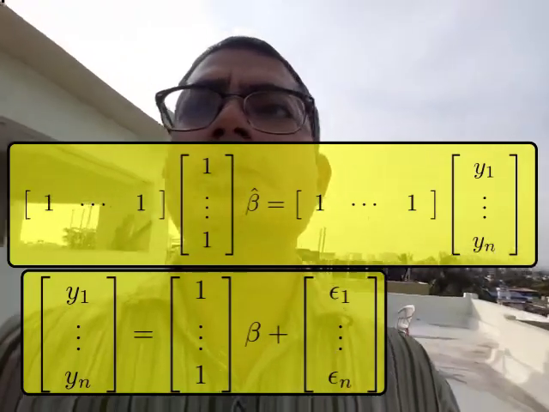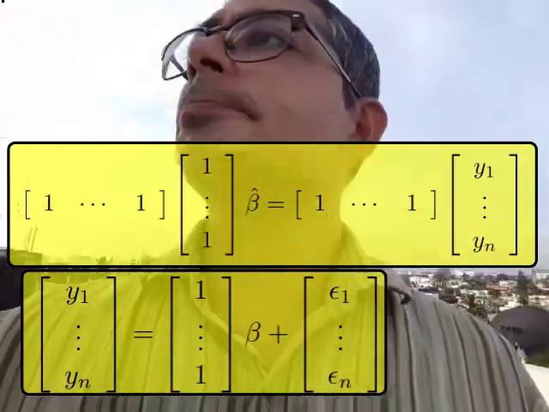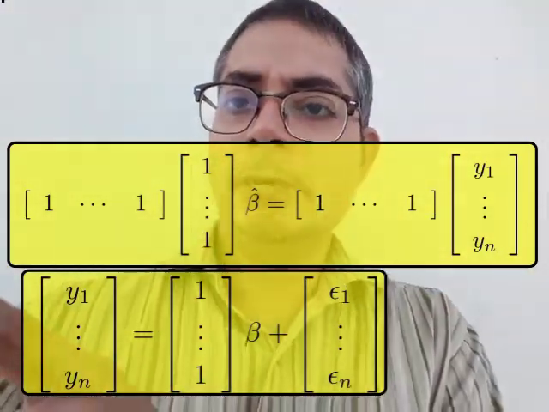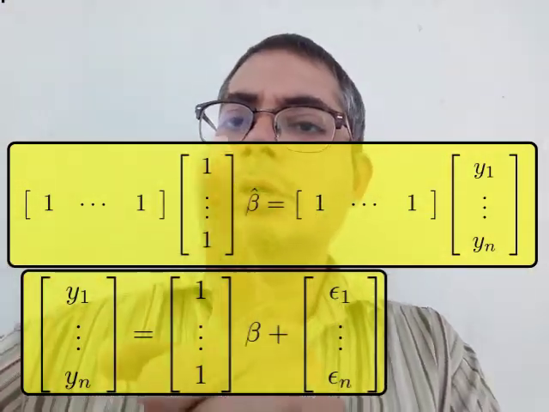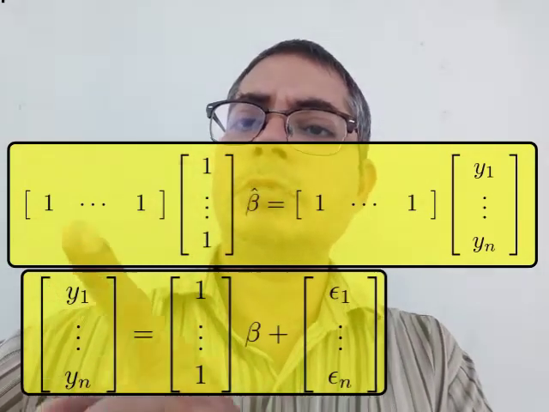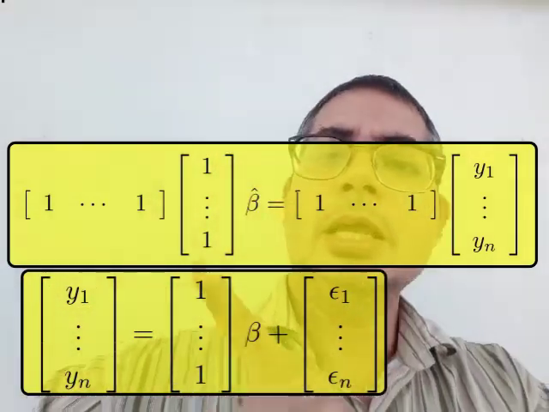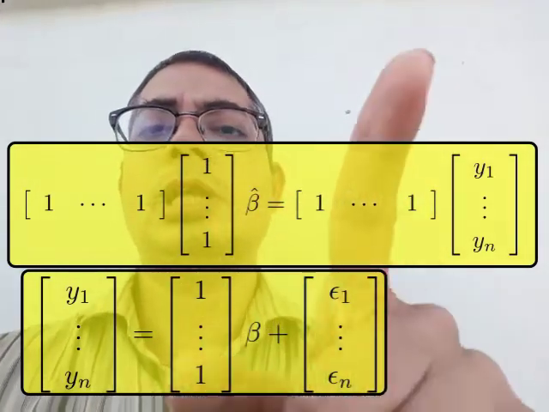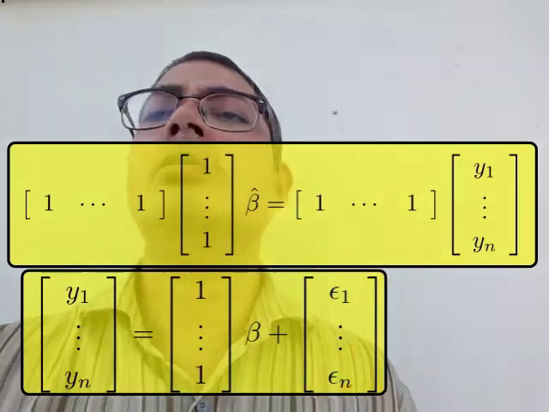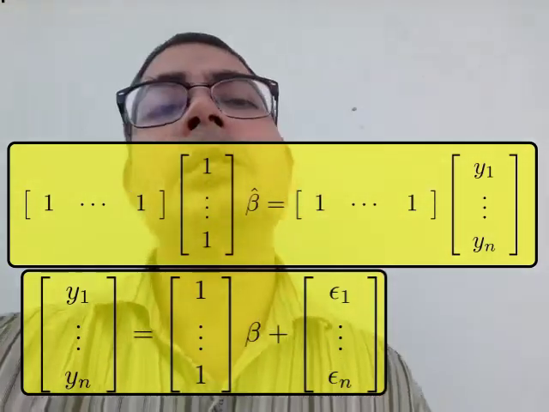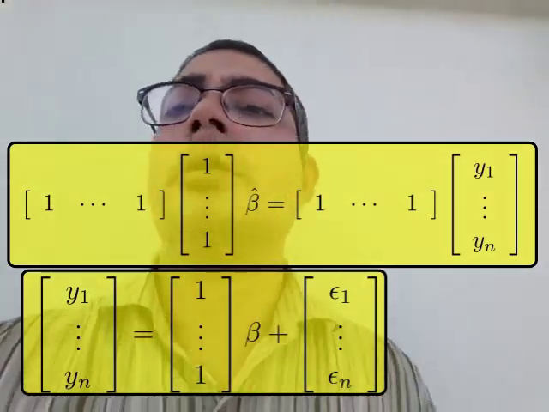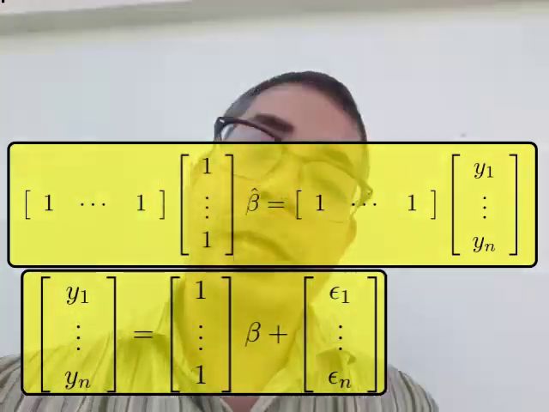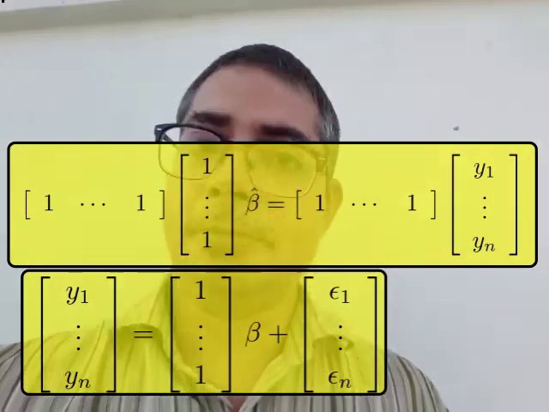So what is this? It is pretty simple in this case to work out. All the ones put together will give 1 times 1, 1 times 1, so it will give you just n times beta hat equal to, similarly, all these ones with y1 to yn giving you summation yi. So it will be beta hat equal to summation yi divided by n, the total number of observations. That will be simply y bar.